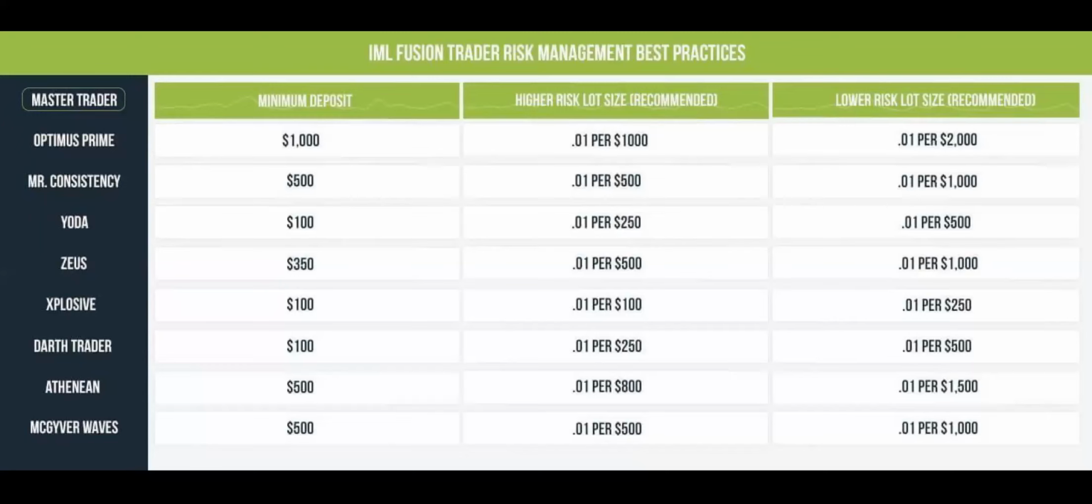Okay, as far as the minimum investments for the Fusion Traders, let me pull that up again really quick so you can see this. It varies ranging from $100 up to $1,000 based on the actual Fusion Trader that you choose to go with. I'm going to pull this up and we're going to repost this as well so you can see this in the groups. As you can see, Optimus Prime is the one that requires the most, $1,000. Yoda and Explosive and Darth Trader are $100. And the other ones are roughly $350 to $500.